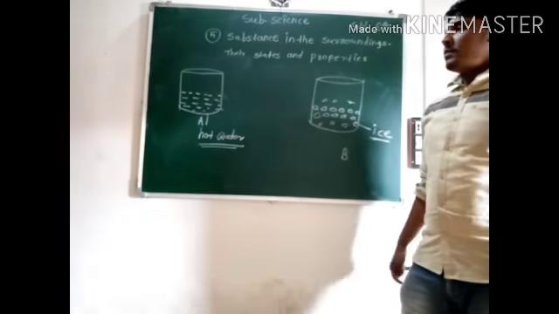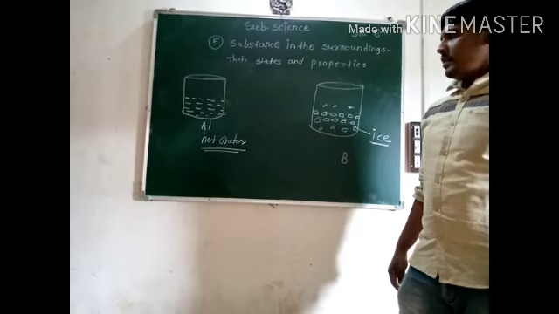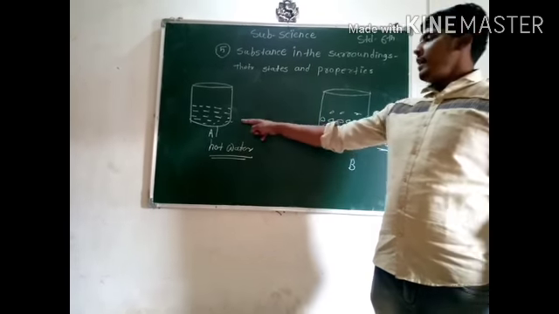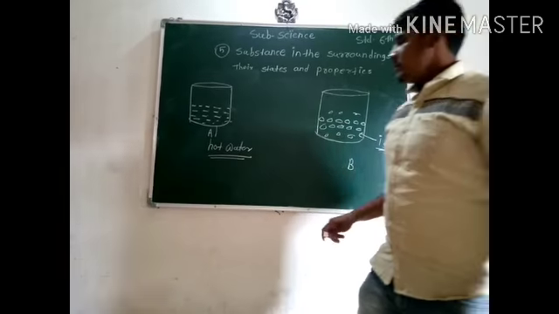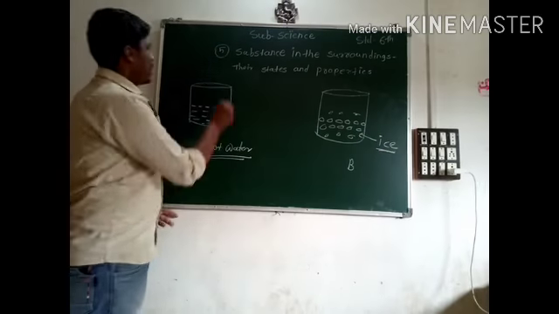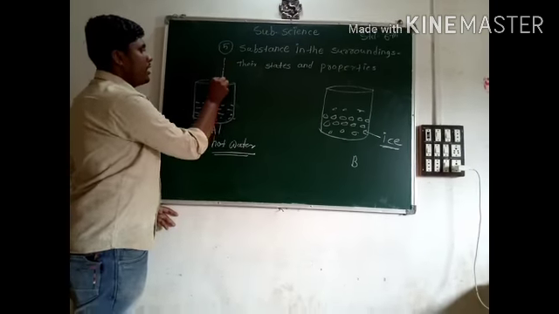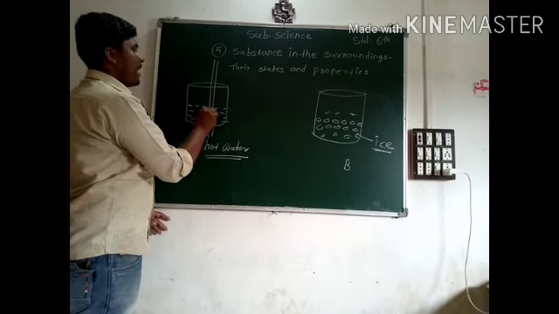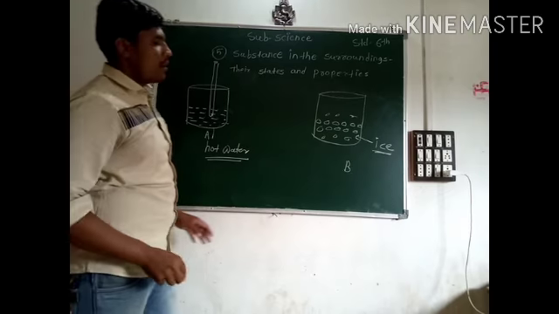They measure it, first, using a thermometer. There are two thermometers. One thermometer is immersed, or dipped, in beaker number 1, that means A, and the second in beaker number 2, that means B.